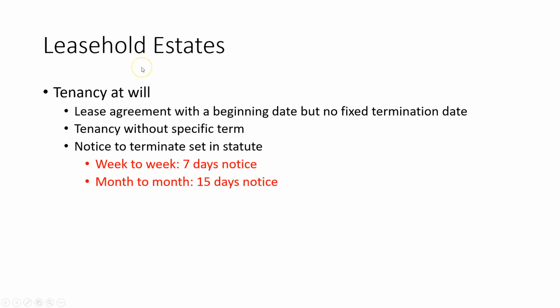We have a tenancy at will. This is basically month to month or week to week, or whatever period you determine, that you can carry on leasing without an actual fixed termination date on the agreement. So it's a tenancy without specific term. If either one of you wants to give notice, then it has to be, on week to week, 7 days, remember this, and month to month, 15 days, remember that.